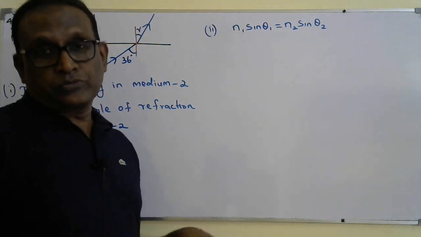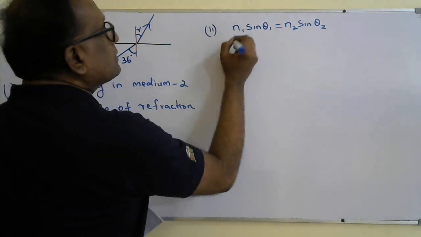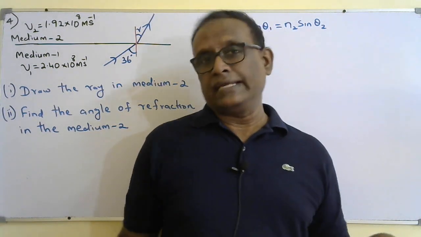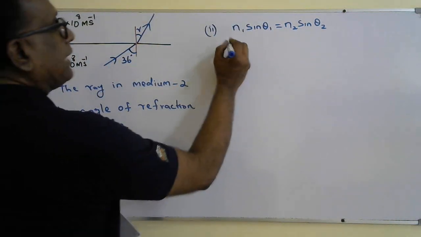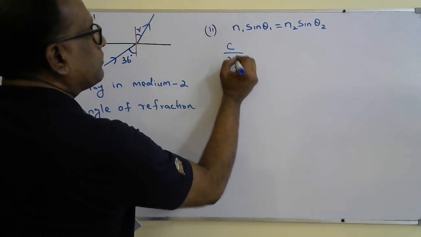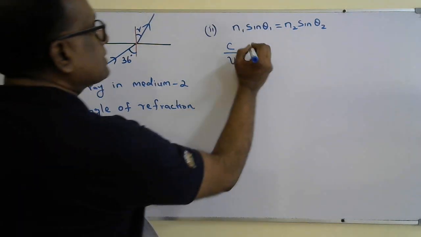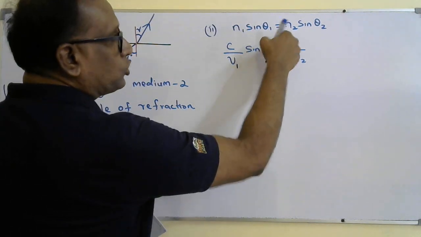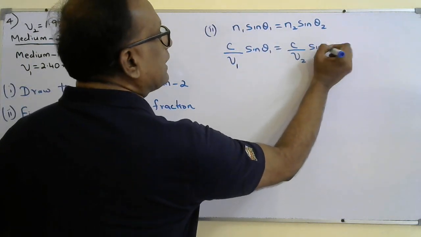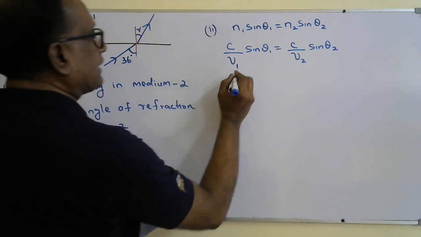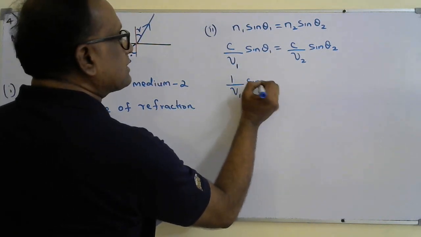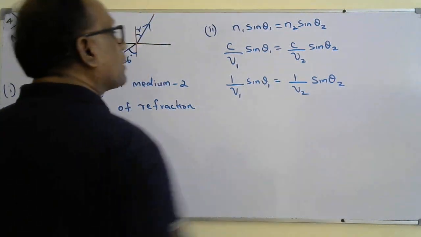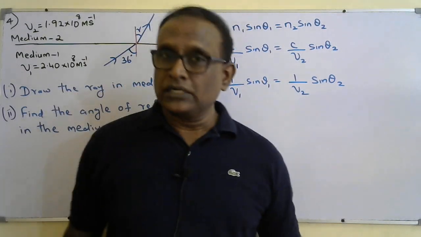That's the equation given by Snell's law. Here the refractive indexes are not given, the speeds are given. We know the speed of light in vacuum is 3 × 10^8. n1 means the speed of light in vacuum divided by the speed of light in medium 1, sine theta 1, equals c over v2, that is n2, sine theta 2. Right, we'll continue. c and c will get cancelled: 1 over v1 sine theta 1 equals 1 over v2 sine theta 2. The theta 1 and theta 2 should be with the normal to the boundary.